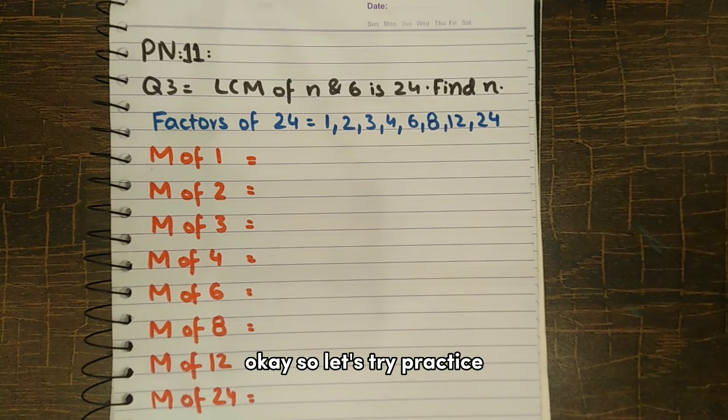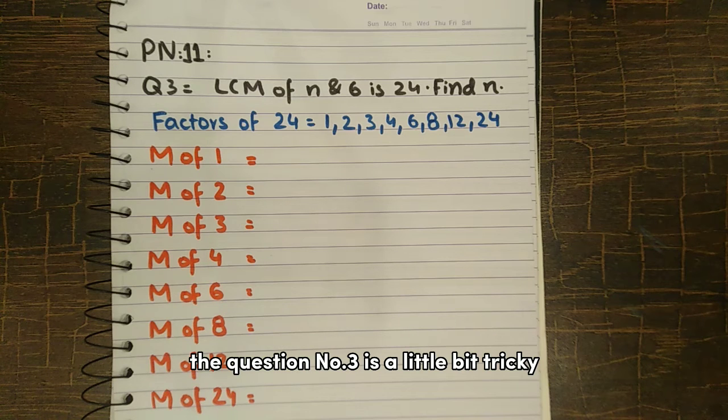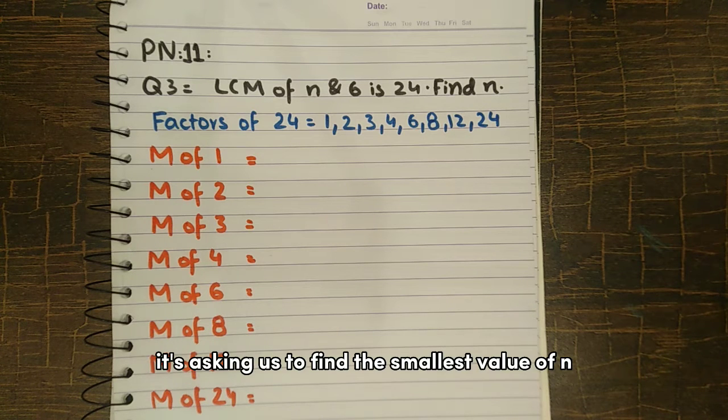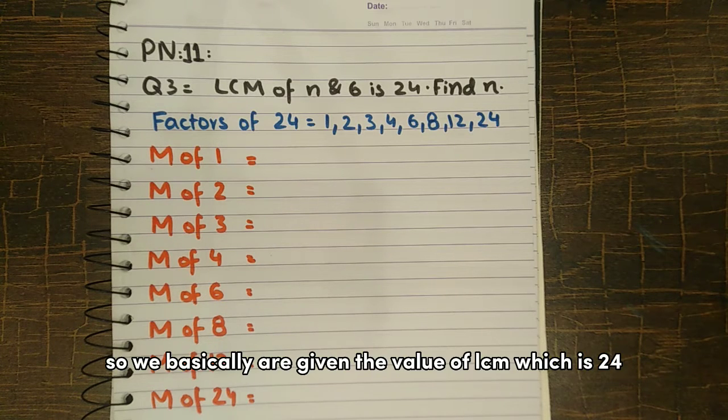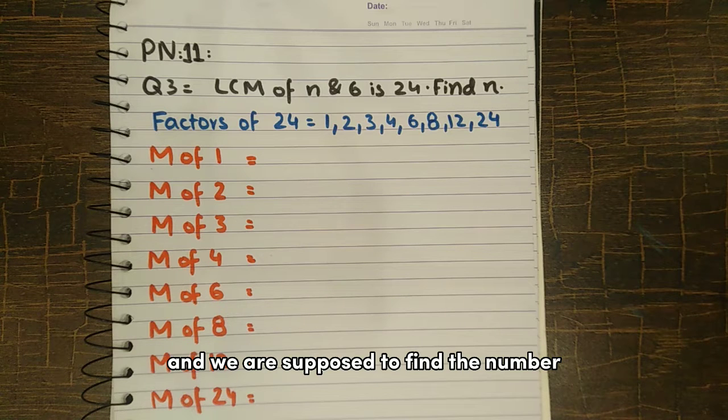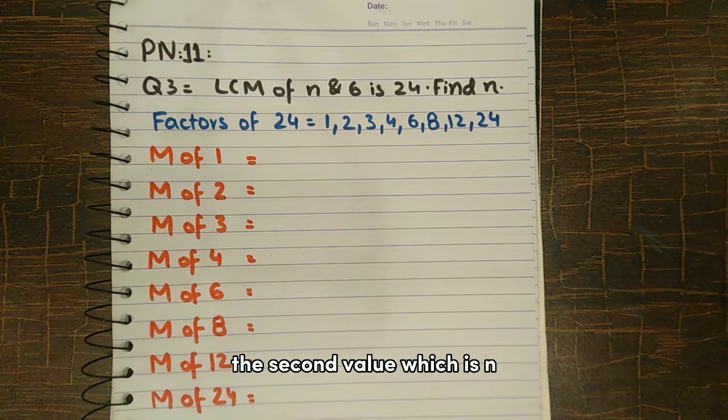Okay, so let's try practice now 11 on page number 18, question number 3. Question number 3 is a little bit tricky. It's asking us to find the smallest value of n such that the LCM of n and 6 is 24. So we basically are given the value of LCM, which is 24, and we are supposed to find the second value, which is n.